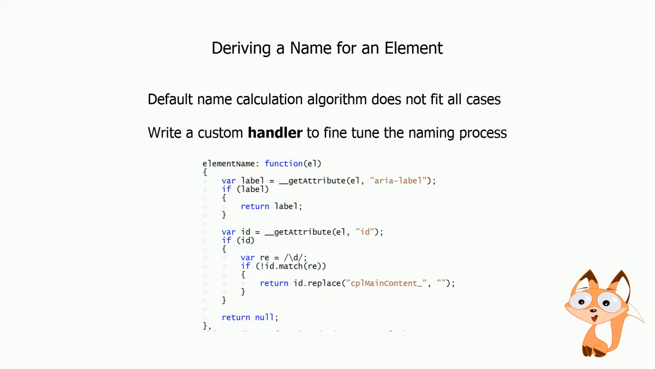How to better name an element for the object repository? The default algorithm may not produce good enough results in all cases. You may write a custom handler to fine-tune the naming process. In this function, you have access to all element attributes.